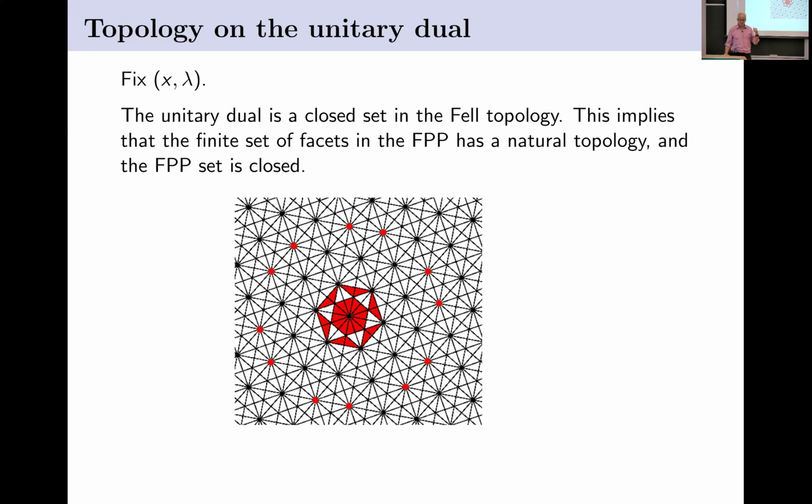So the question was, sorry for people who didn't hear, the Fell topology is perfectly well defined on the unitary dual, but it hasn't been carefully written down on the admissible dual. Am I right? I think you're probably right. I think he's saying that if you look at the unitary dual for a fixed x and lambda, the topology agrees with the Euclidean topology in the nice case. Yes.